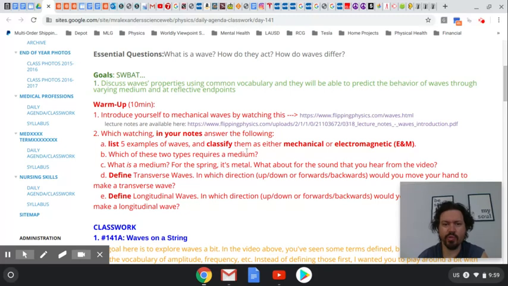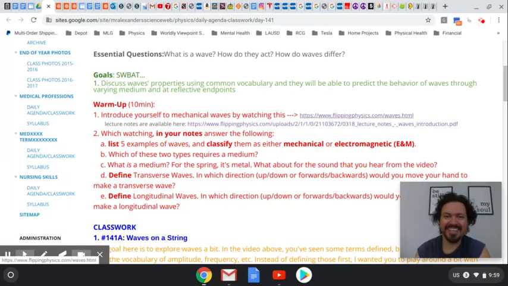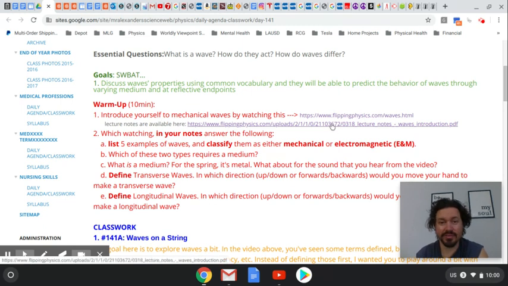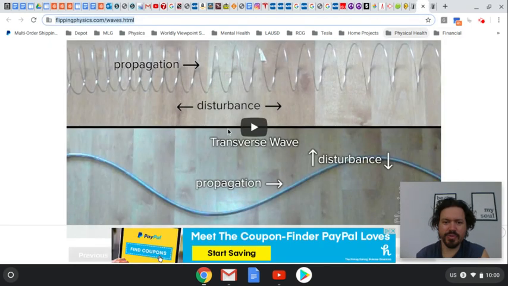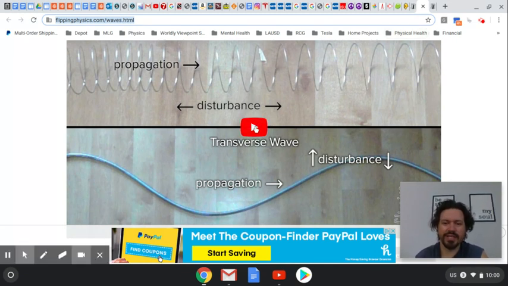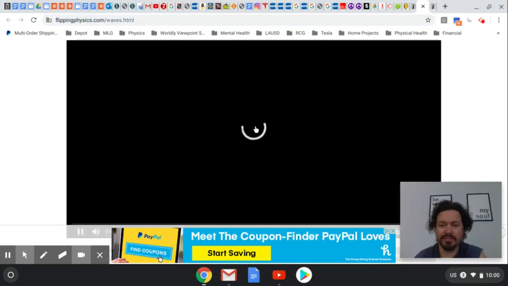So first thing for the warm up, it's time for flipping physics. That's right, Mr. P's back. We've got a video on waves, specifically mechanical waves, so you learn what those are, and some lecture notes. Video is pretty cool. He shows some different types of waves, like transverse and longitudinal. This is a transverse wave down here. This is a longitudinal wave there. And if you haven't watched this yet, go ahead and start it.